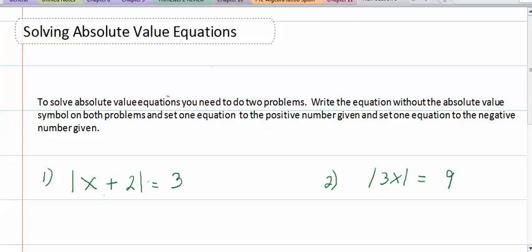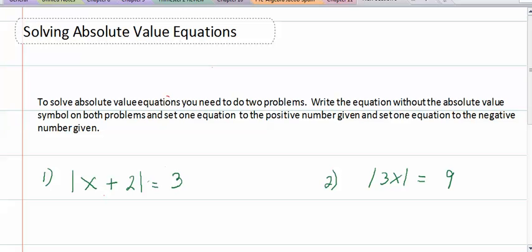Alright, so the lesson today is solving absolute value equations. I want you to write a few notes. You don't have to copy it word for word, but a few notes here. To solve absolute value equations, you need to do two problems. Write the equation without the absolute value symbol on both problems. Set one equation to the positive number given and set one equation to the negative number given.